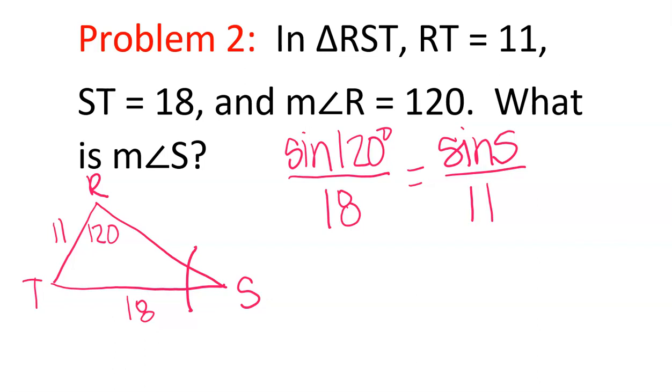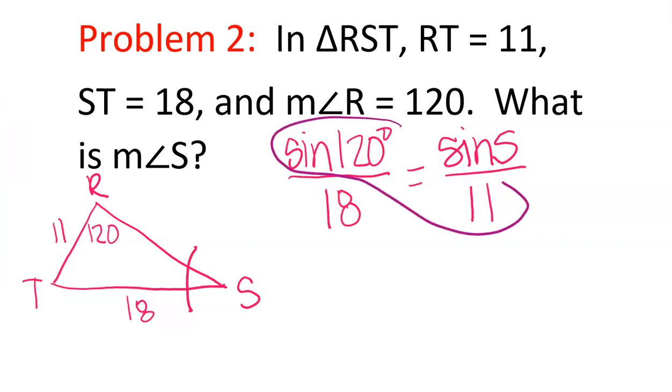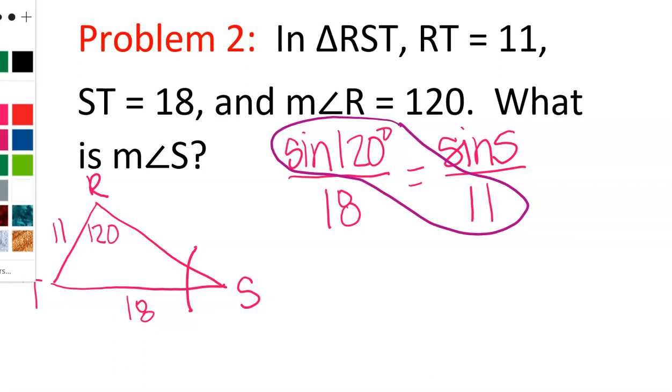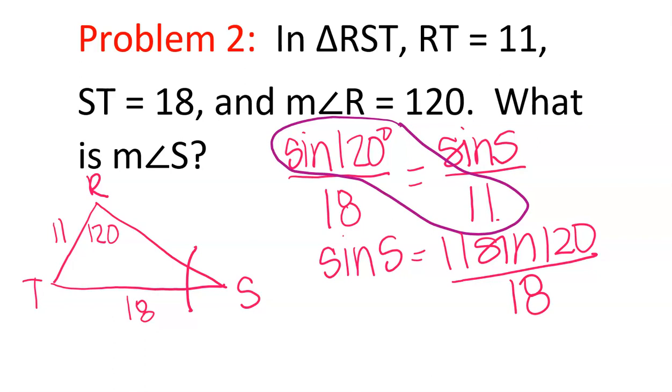When I do this one, I just want you to notice something quick. We're going to multiply these two first and then divide by 18. But notice when I'm done, I still have a sine S left. So we do need to figure out what to do with that. So this one is sine S equals 11 sine 120 divided by 18. Let's find out what the decimal is for that. I'm going to go 3 places. So sine S equals 0.529.